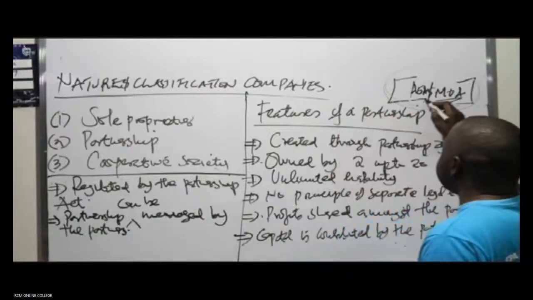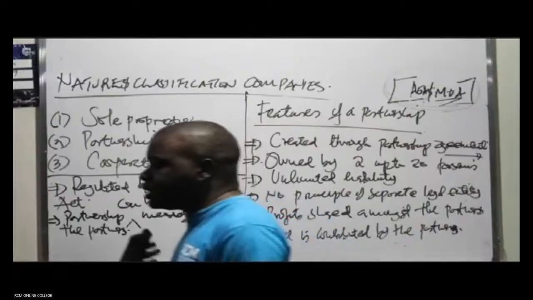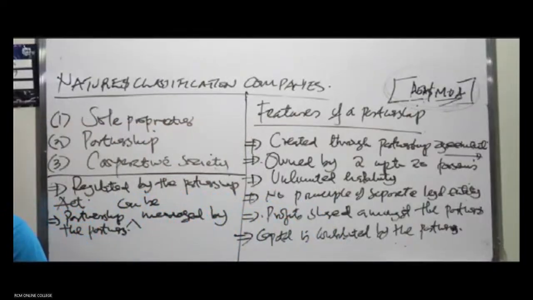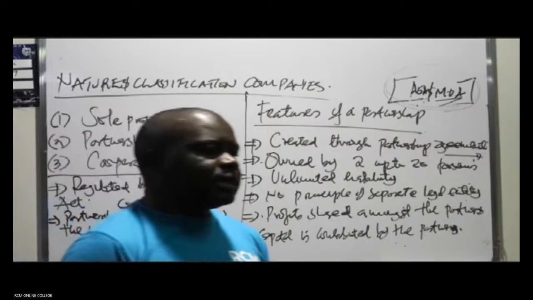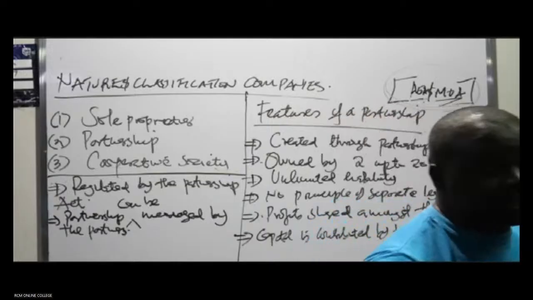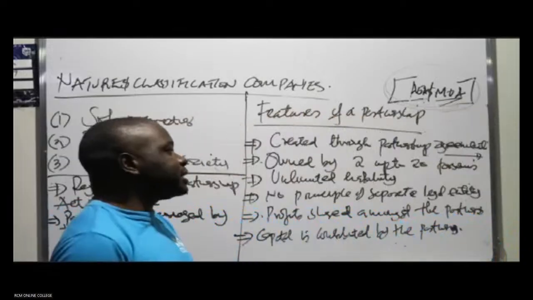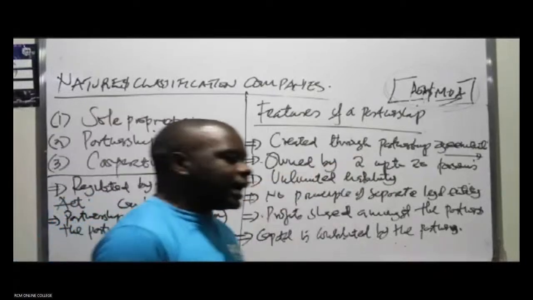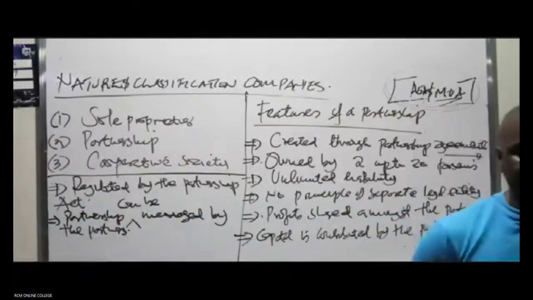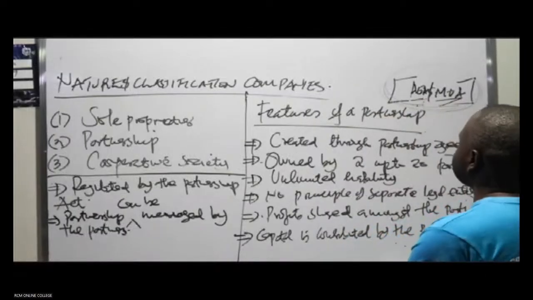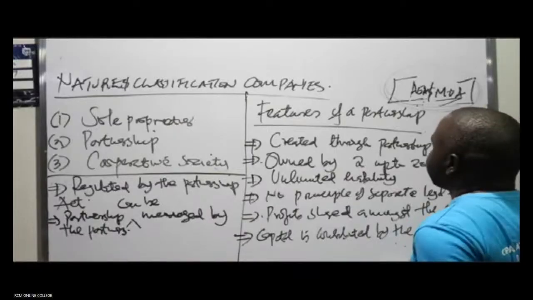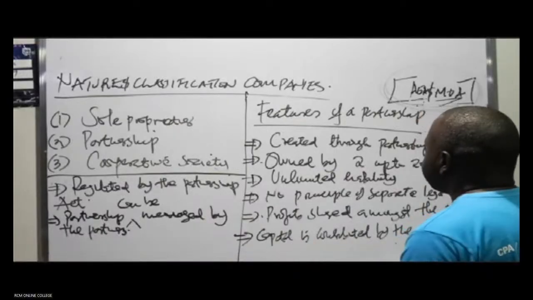So the articles are like the constitution of the company. In simple terms, they contain the internal rules and regulations governing the internal affairs of the company. That's the Articles of Association, while in a partnership we have what we call a partnership agreement. You don't have to worry about these now, because you're going to look into deeper matters concerning the articles and the memorandum in our next topic, which is formation of companies.